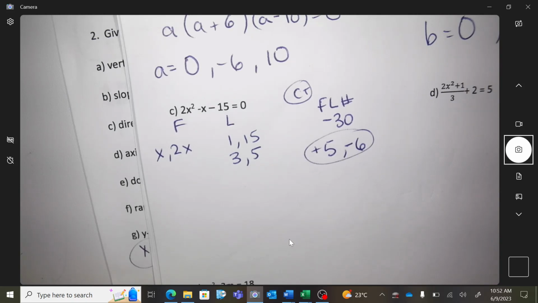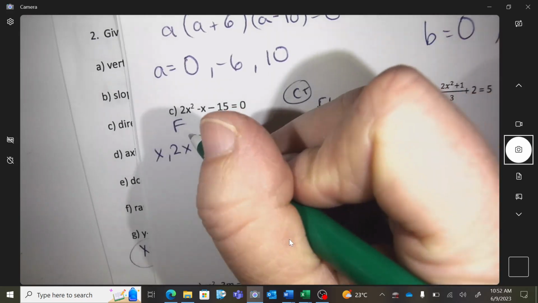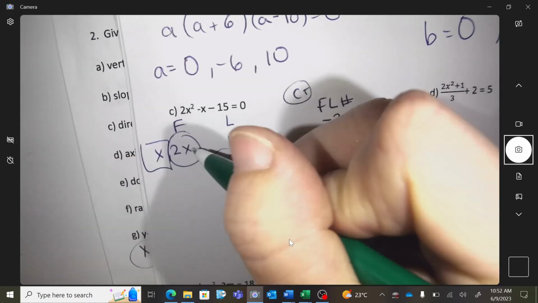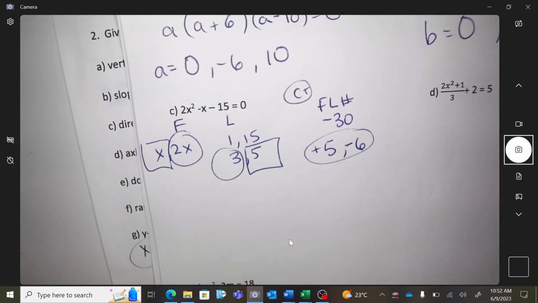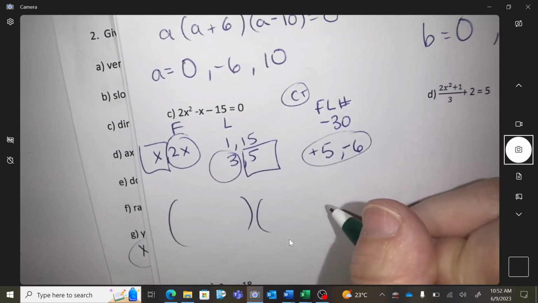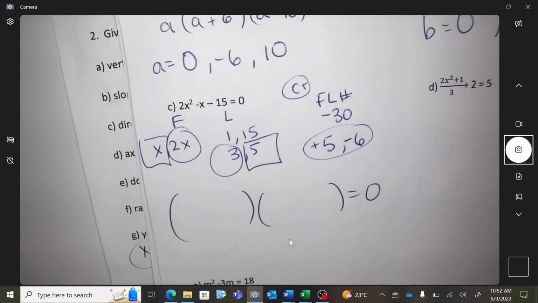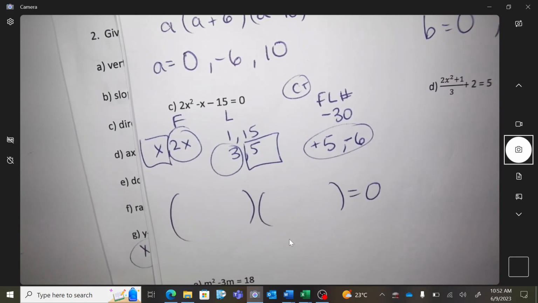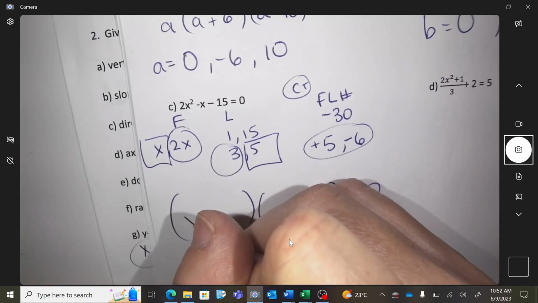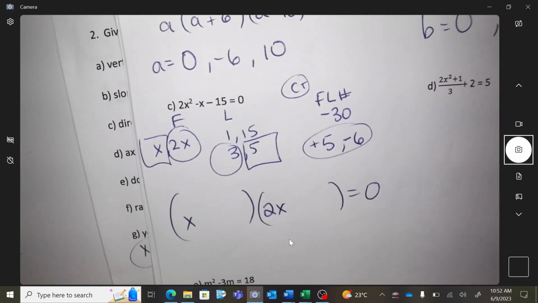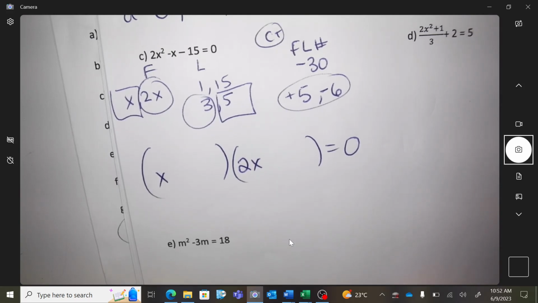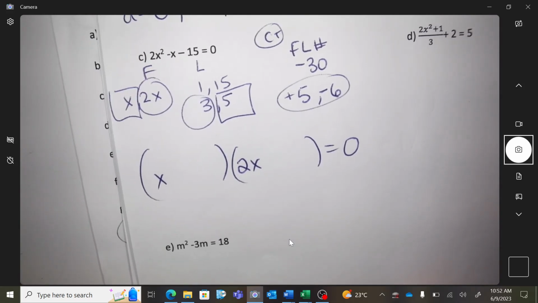Okay, I need you to partner something up to make a 5 and a 6. What are you going to put with what? Okay, this seems to be the hardest part, lining it up properly. You have to make sure everything's connected as a FOIL. So first times first. Does that make 2x squared? Yes.